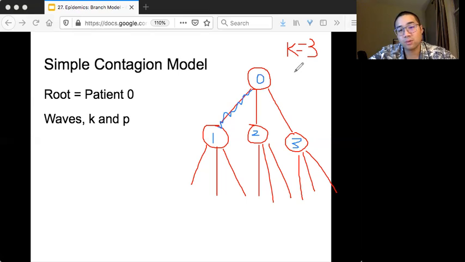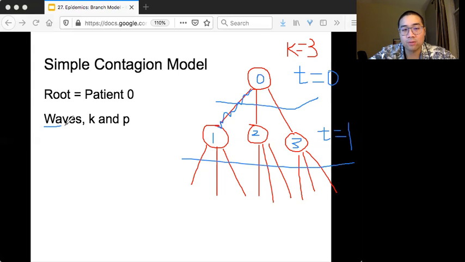So the way to look at it is that t equal to 0, and then this is t equal to 1, so on and so forth. So that here and here is the definition of wave. So this t equal to 1 is the first wave. If you have a second level, that's the second wave, so on and so forth.